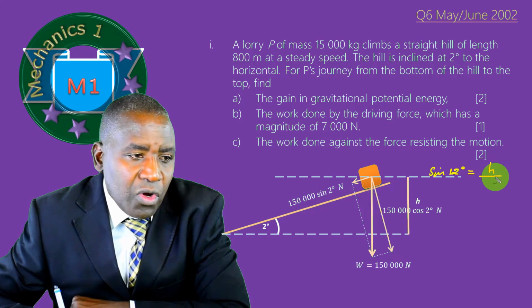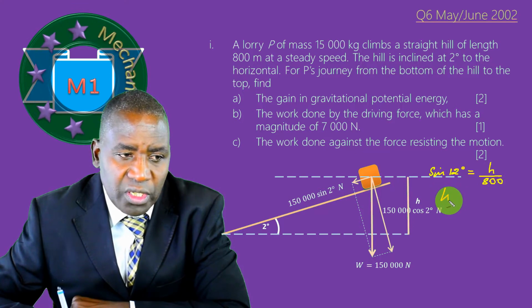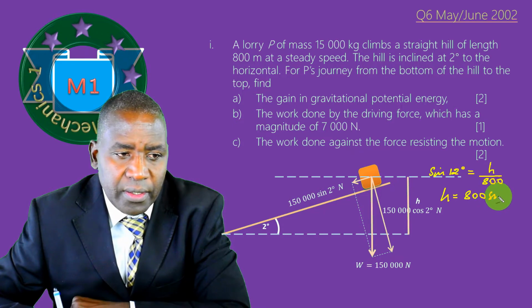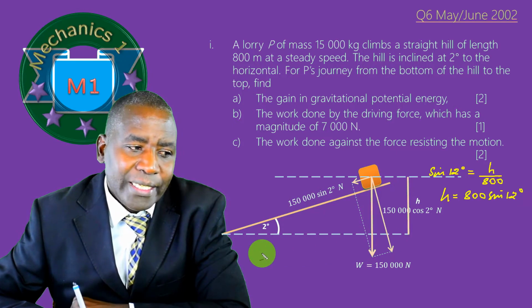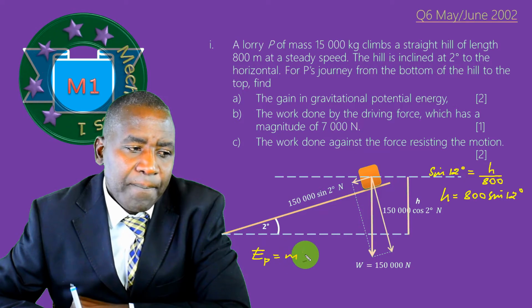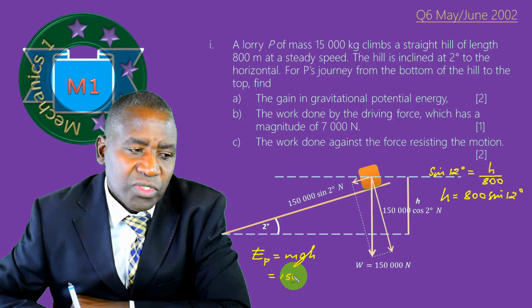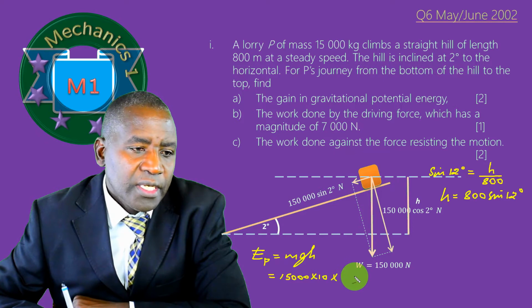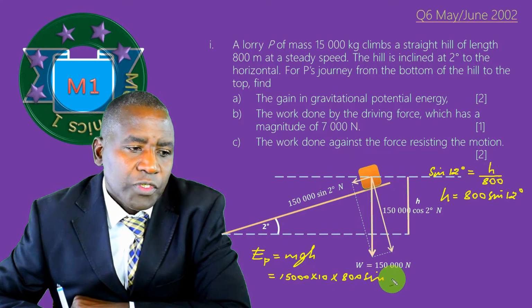And you can see obviously h is 800 sine 12. That is what I need in order to calculate the gravitational potential energy, which is mgh. The mass is 15,000, g is 10, h is 800 sine 12.